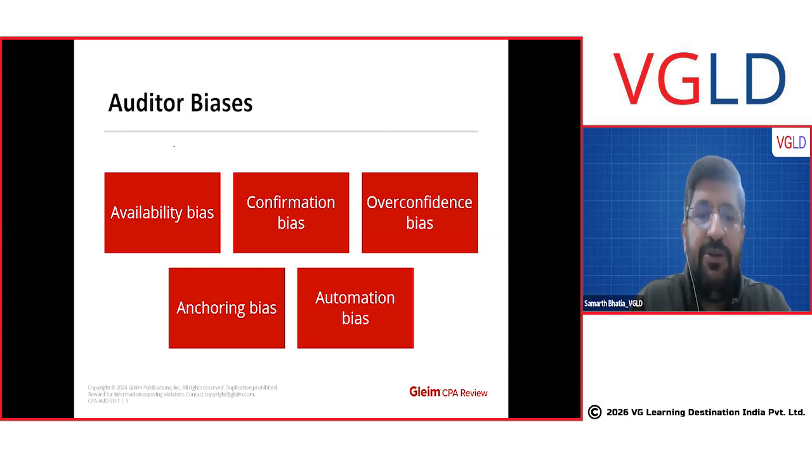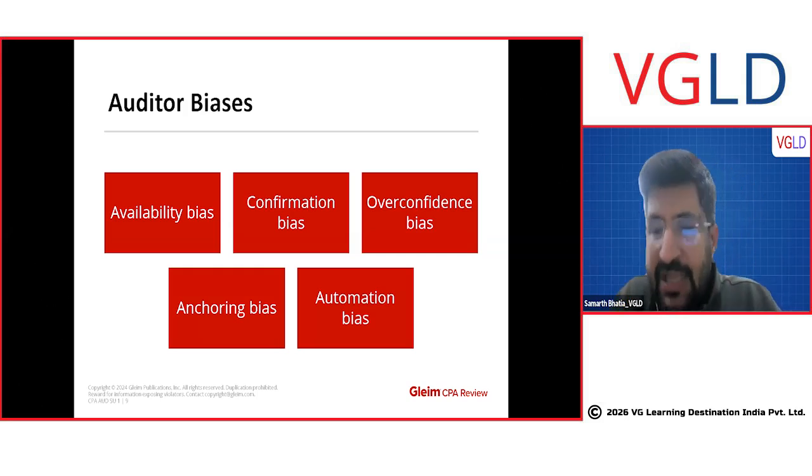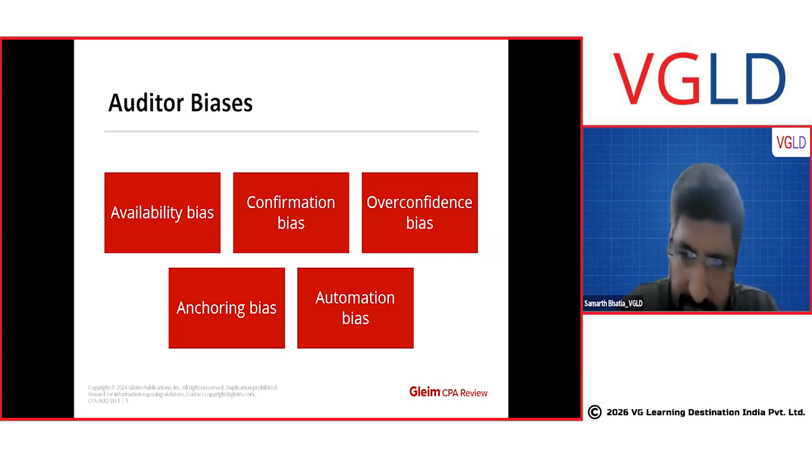Okay, so now I'm coming to the biasness. How the auditor is biased. How we can say there will be a biasness from the side of the auditor. This is something we have to look at.